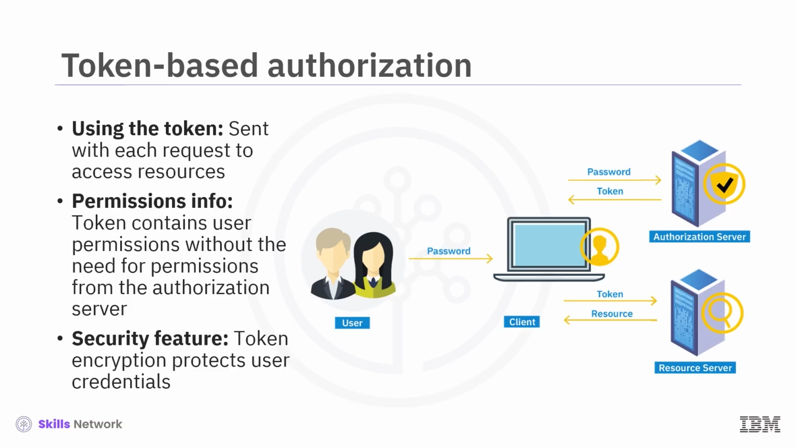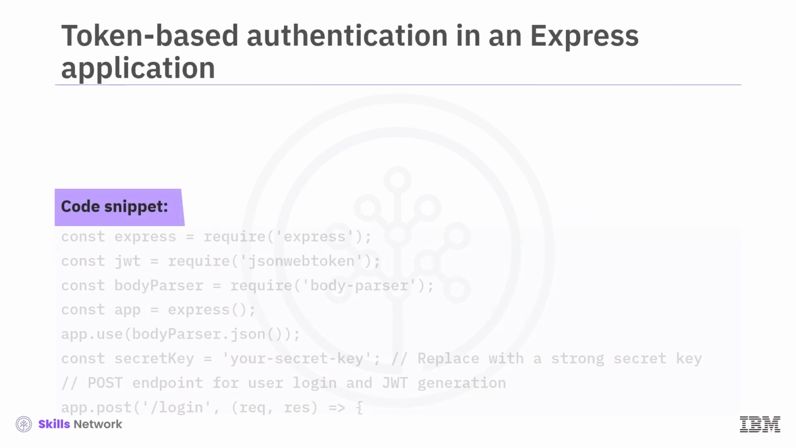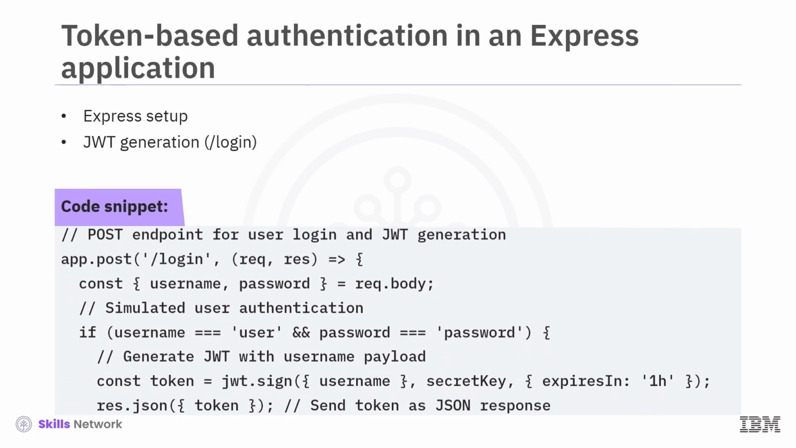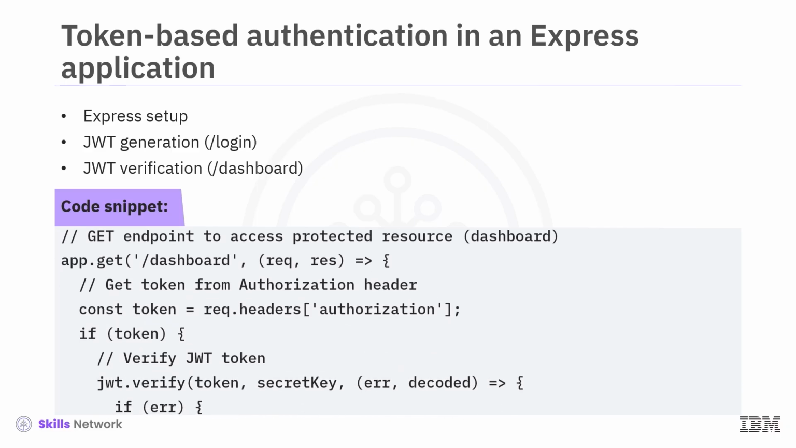Next, you'll see a token-based authentication example in an Express application. In this example, the code performs the following functions. First, the code configures an Express application with middleware, like body parser, to parse JSON requests. Then, the code handles POST requests for user login. If credentials are valid, it generates a JWT, or token, containing the username. It then checks for a JWT in the authorization header of incoming requests. If present, the code verifies the token and extracts the username to grant access.